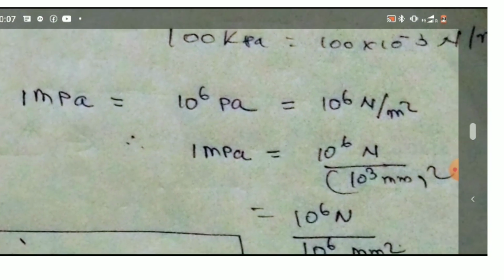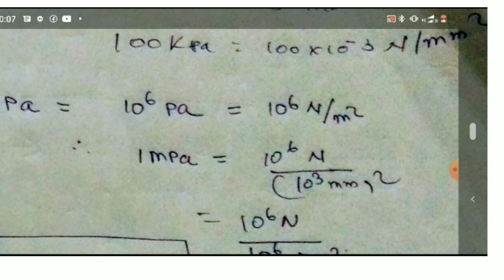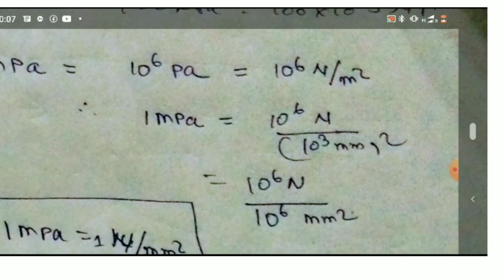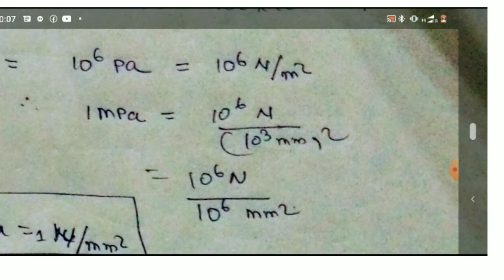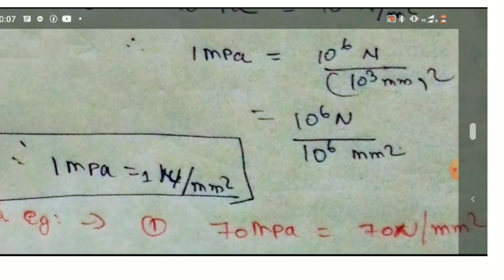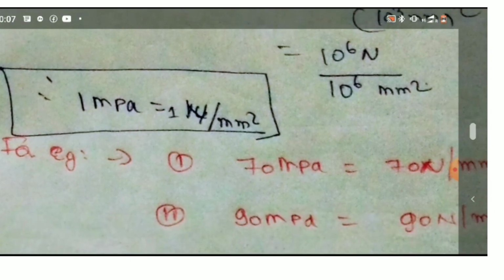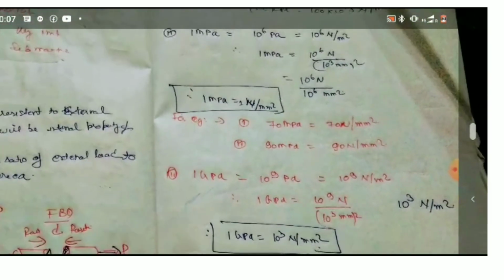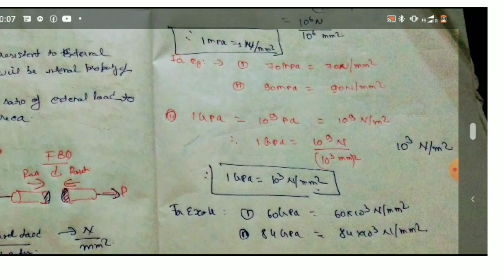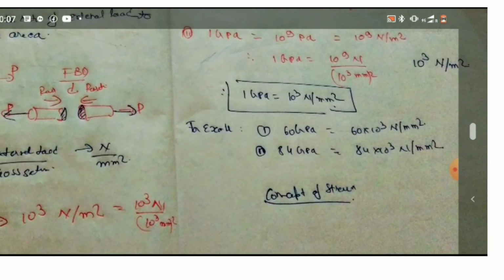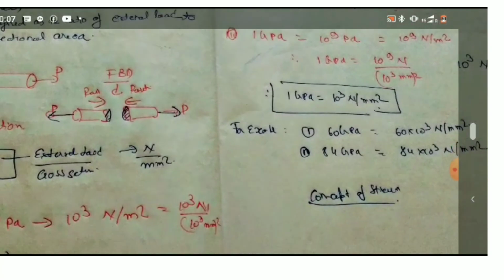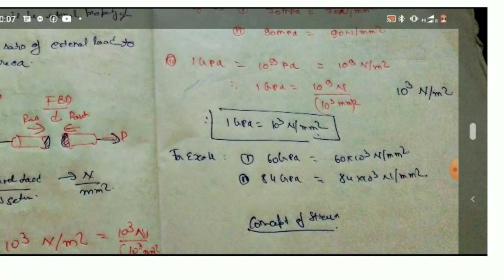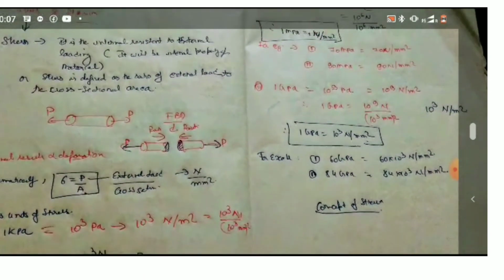Second one is 1 megapascal. 1 megapascal is equal to 10 to the power 6 Pascal, that is equal to 10 to the power 6 Newton per meter square. Therefore 1 megapascal is equal to 1 Newton per mm square. Similarly, 1 gigapascal is equal to 10 to the power 3 Newton per mm square. All these units are very important. They will come in the exam. So this is all the concept of stress.